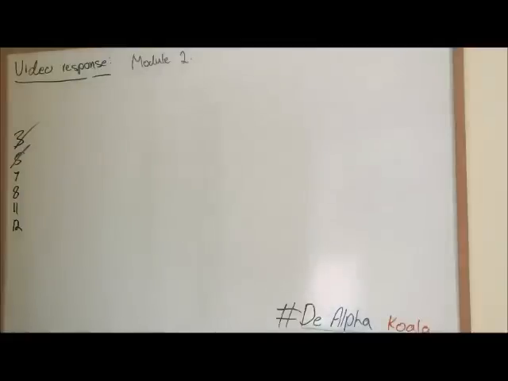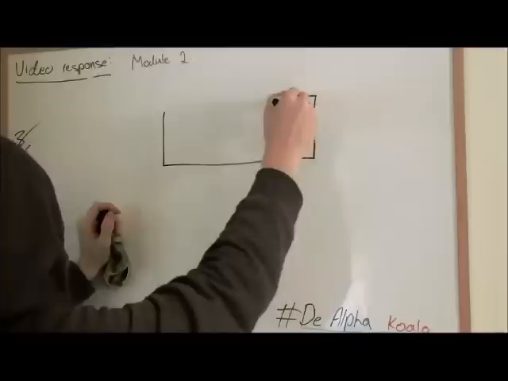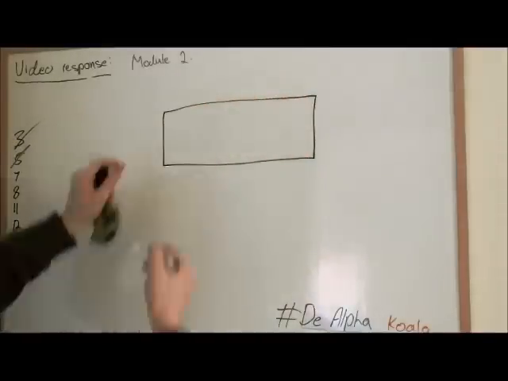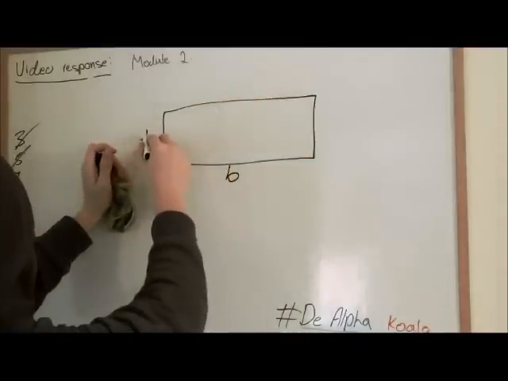Okay. Question 7. Now this is a nasty question. What you're going to have to do is look at three things. Firstly, there's a rectangle, and we know from elementary school that we can calculate the area of the rectangle, which is just base times height.